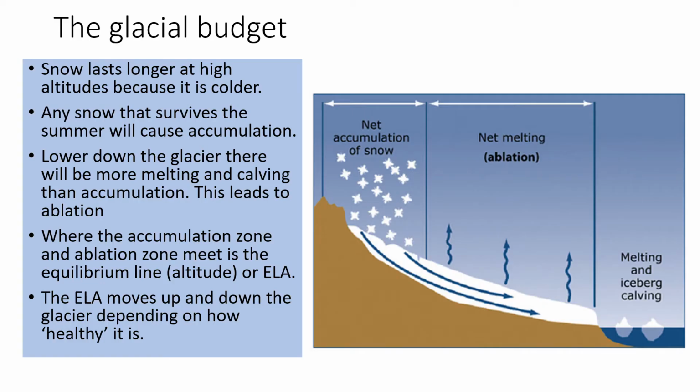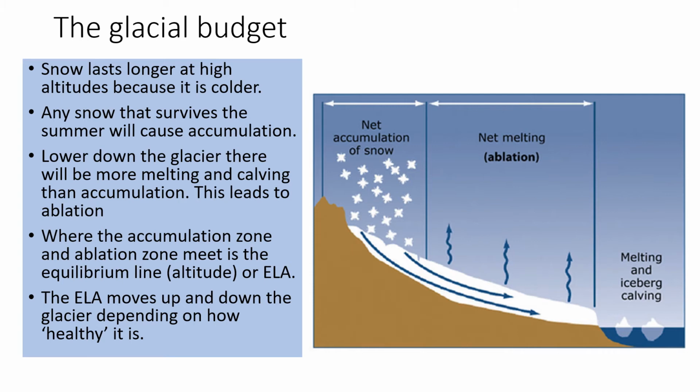So now let's look at how the glacial budget works on a model idea of a glacier. On the picture on the right, you've got a side of a valley or a side of a mountain, and the white bit is showing the glacier flowing down it, moving down it. It will move very, very slowly and constantly.